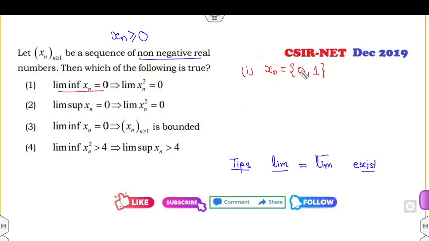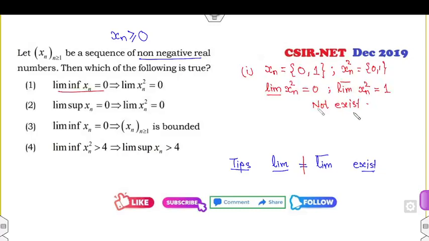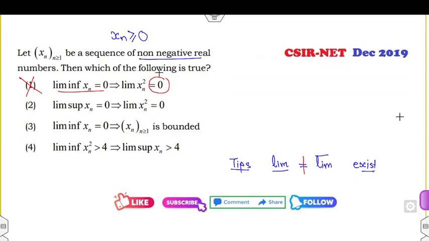Then this property is satisfied. What is xn square? Xn square is also 0 and 1. Fine. What is the limit infimum of the xn square? 0. What is the limit supremum of the xn square? 1. Both are not equal. That means the limit does not exist. Once the limit does not exist, it can never be 0. Fine. The first example is out.